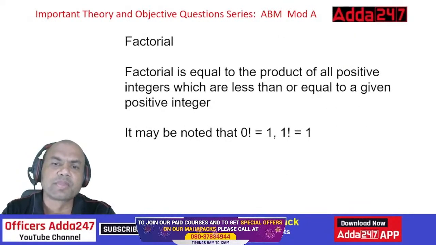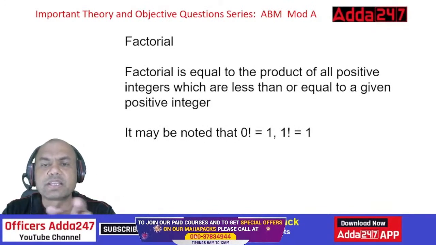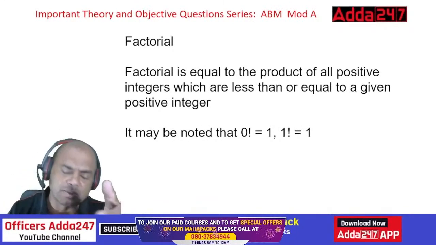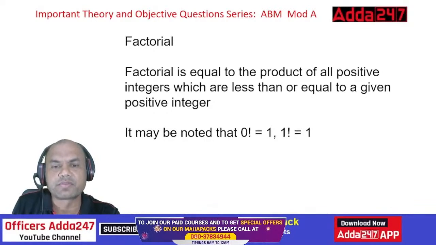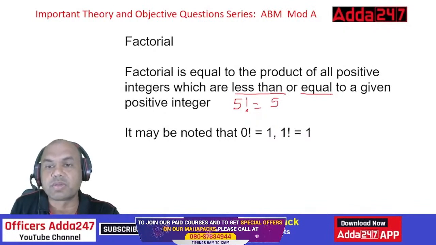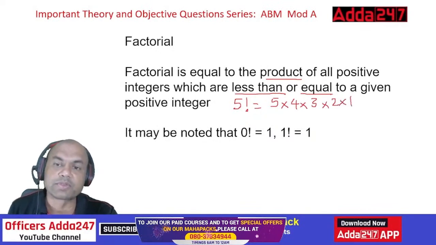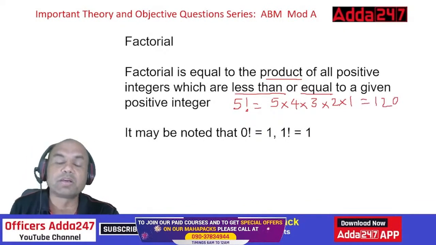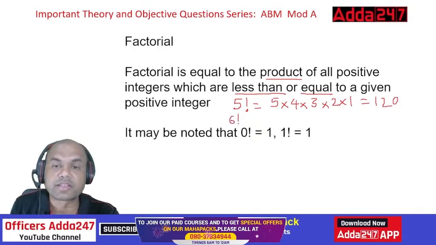What is factorial? It is the product of all the positive integers which are less than or equal to the given positive number. Let me show you. Take one example, 5 factorial. The definition says all positive integers less than or equal to, so 5 also. And it is a product, multiplication. So 5 into 4 into 3 into 2 into 1. 5 fours are 20, 60, 120. So 5 factorial is 120. Now give me the answer for 6 factorial.